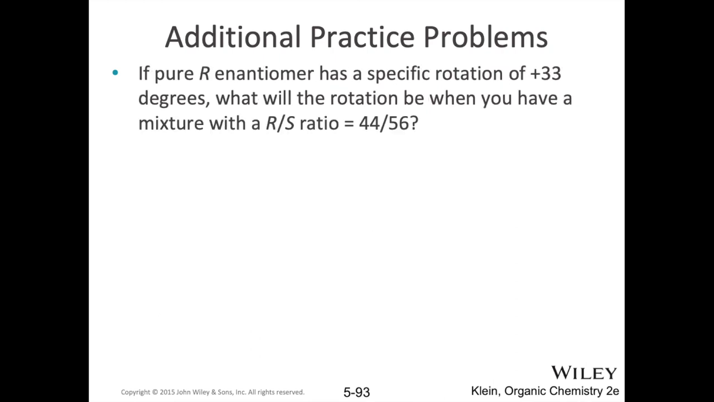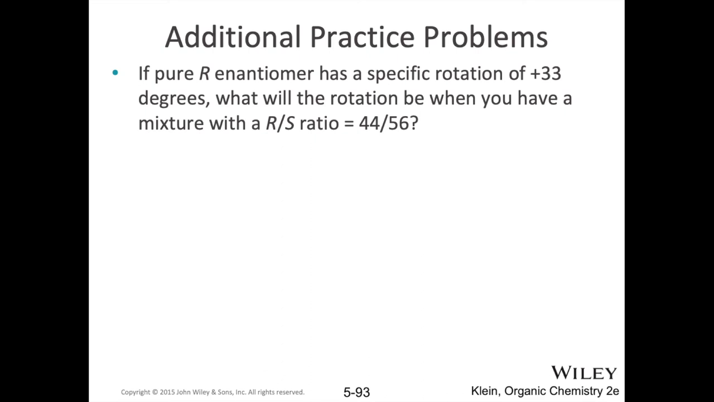All right, here is a specific rotation problem. They tell you that the R enantiomer of a particular pair of enantiomers has a specific rotation of plus 33 degrees. Now, they tell you that you have a mixture that has 56% of the S enantiomer and 44% of the R enantiomer, and they ask you what the rotation will be. So what's the alpha for this mixture?